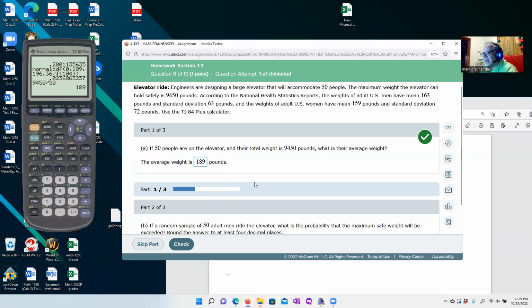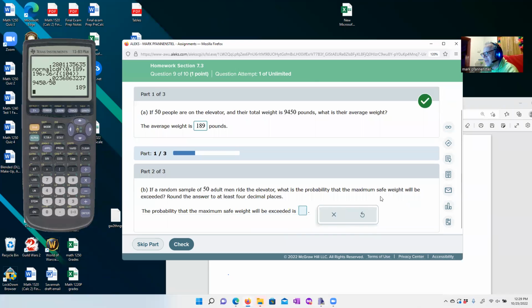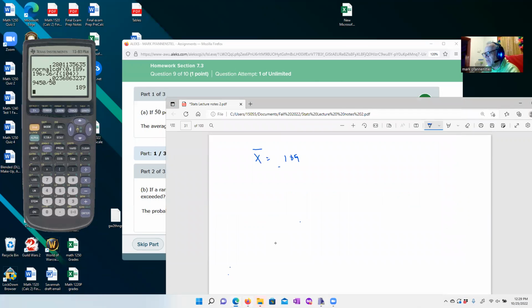Now we're going to put a sample of 50 adult men on this elevator. Maybe it's an elevator in a fraternity or something. What is the probability that the maximum safe weight will be exceeded? Round to 4 decimal places. We know that X bar has a normal distribution. Why do we know that? Because my sample size, how many people will cram on this elevator? 50.